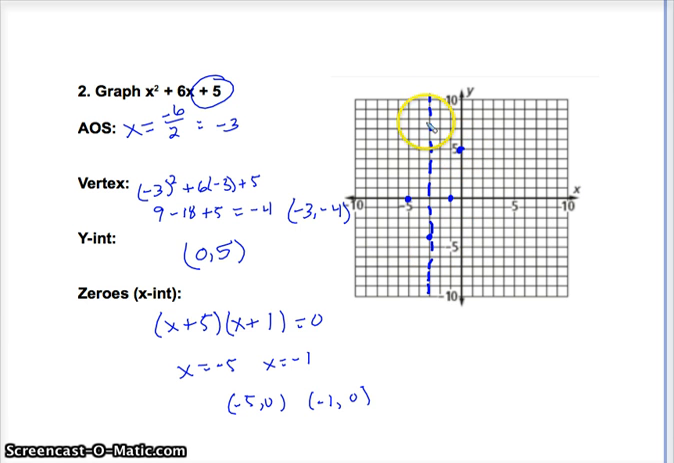And lastly, I'll reflect my y-intercept over the axis of symmetry. I'm 3 spaces away, 1, 2, 3, so I move 3 spaces away on the other side, 1, 2, 3. Last step here is to connect my points to make a wonderful looking parabola.